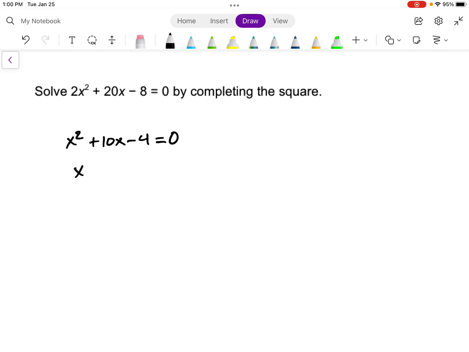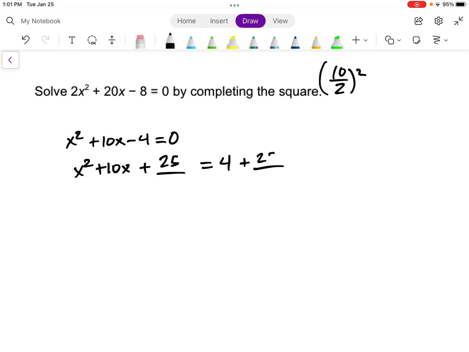All right, so we take the x squared and the 10x. We want them together. We move the 4 to the other side. So it was a minus 4, now it becomes a plus 4. And don't forget, whatever I add to the left side, I have to add to the right side. Okay, complete the square. So I take half of 10, which is 5, and I square it, so I get 25 there. Make sure you add 25 to the other side.